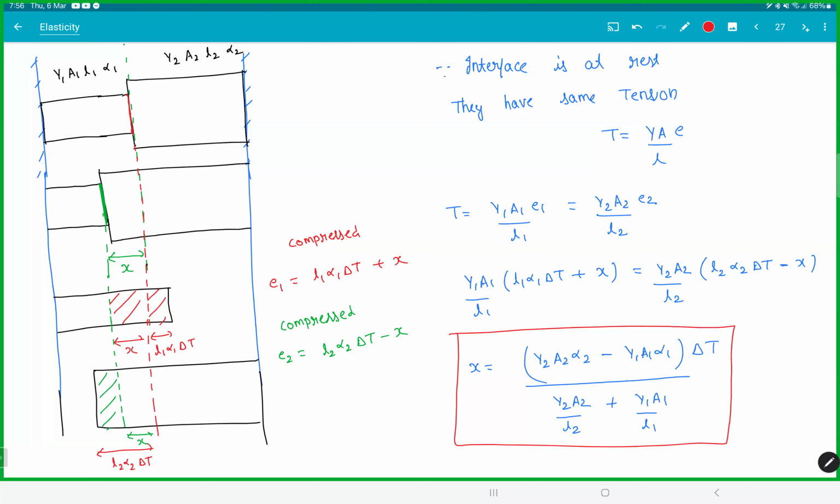Check it out. Any doubts on this? Clear? All clear with this? So that is a bit about elongation and stuff.